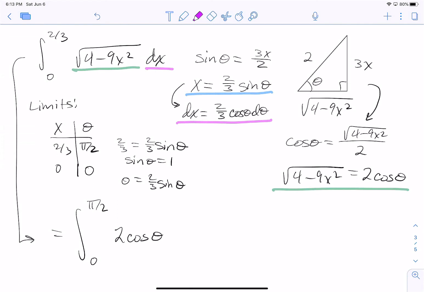Our integral then becomes the integral from 0 to pi over 2 of 2 times the cosine of theta, that's the replacement for the square root, times 2/3 times the cosine of theta d theta, that's the replacement for dx. And we've replaced everything we need to for the integral. Question: where did x equals 2/3 sine of theta go? Well, we didn't have a factor of x in the integrand, so we didn't need to directly use that. Where we used that was in finding our dx.